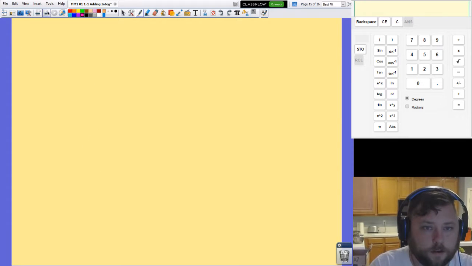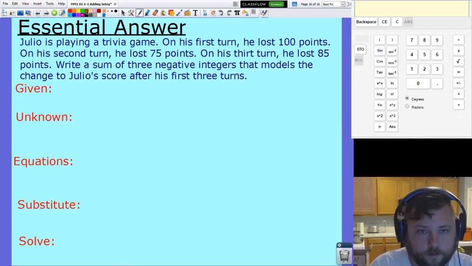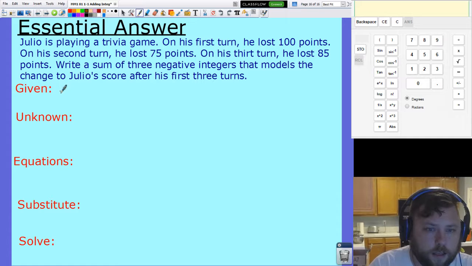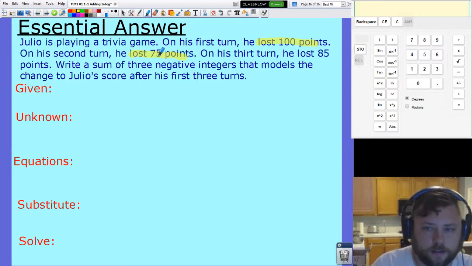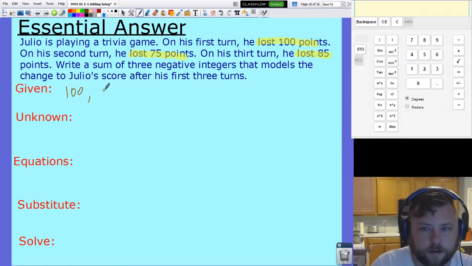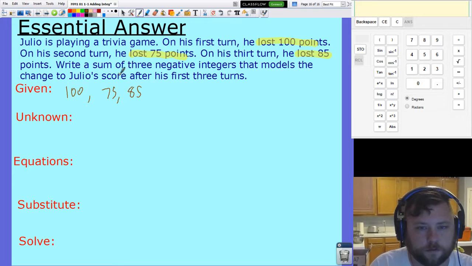All right, so going back to that essential question, sorry if it's long. What's given about this problem? You have to look at your numbers. First, he lost 100. Then he lost 75. Then he lost 85. So those are the things. It's going to say lost 100, 75, and 85. And sometimes it's good to highlight that in your notes too.